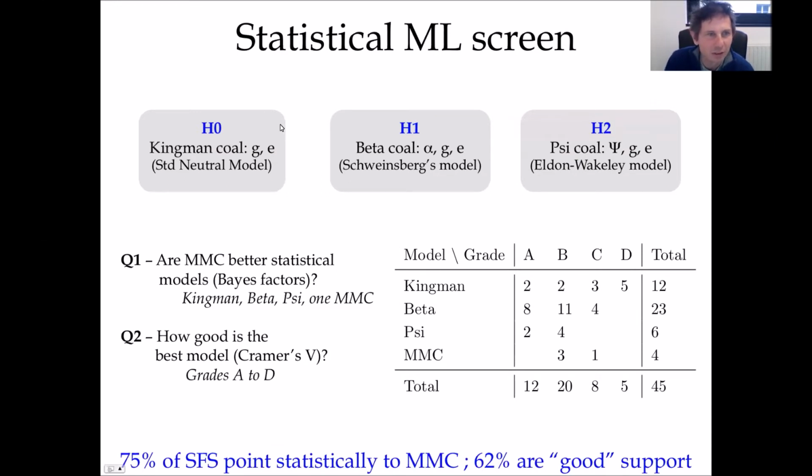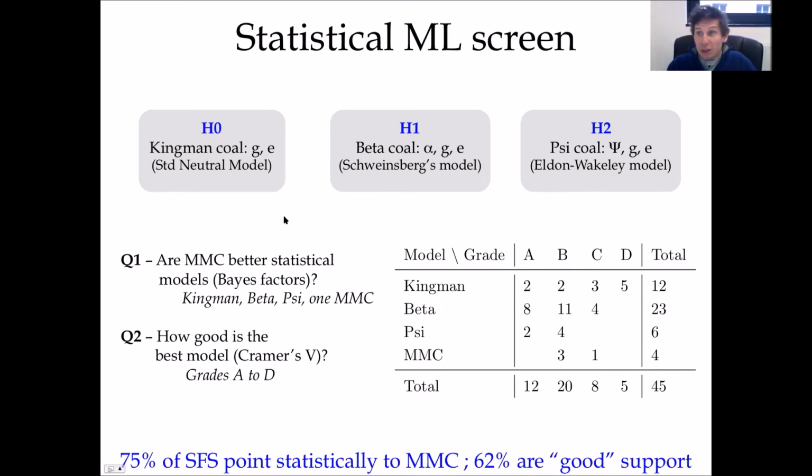So what we've designed is a statistical machinery based on 3 different models. The standard neutral model, the Kingman coalescent, with demography, with exponential growth and the orientation errors. A first model of multiple merger that's the beta coalescent, and the second one that's the psi coalescent. I was very keen on having at least 2 different models of multiple mergers to see if the results were different or not, right?